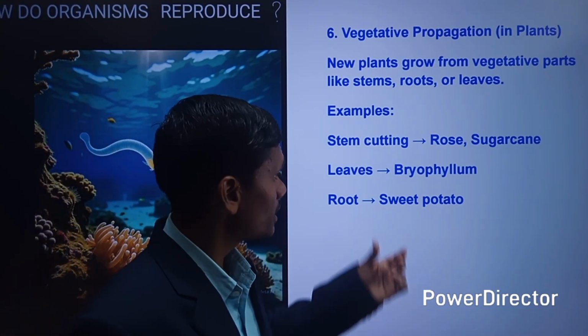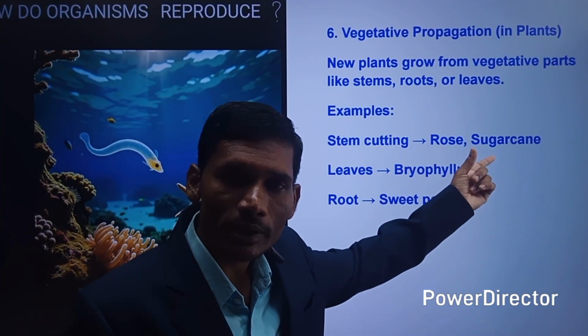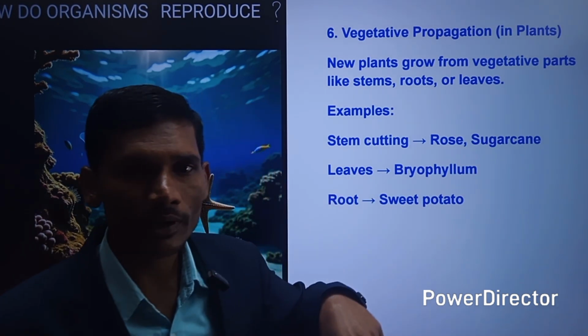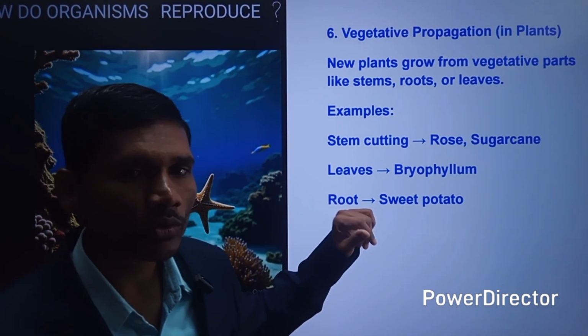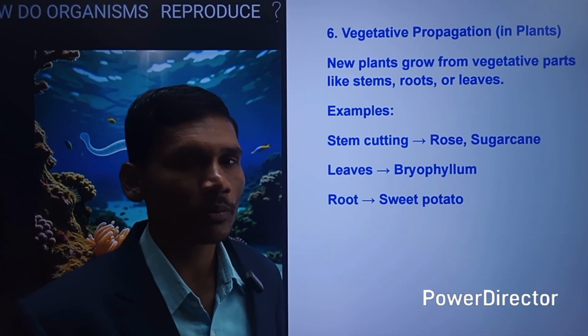If you go through it here, it is given that with a stem, for example rose and sugarcane, they are produced by cutting the stem. Leaves, Bryophyllum. And coming to sweet potato, what is that? Root. These are different examples of vegetative propagation.